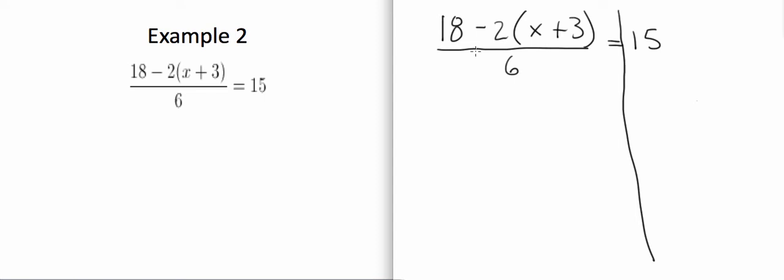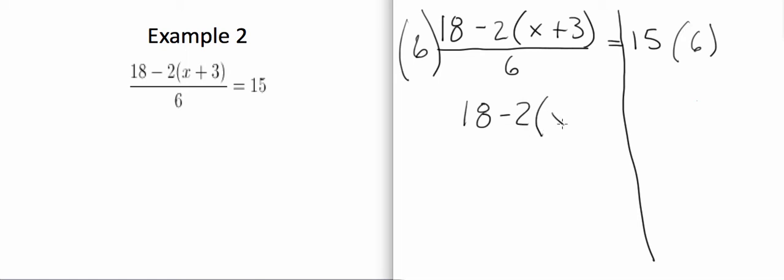I'm going to show you how to undo this. The first thing we're going to undo is we're going to multiply by 6 on each side. So I'm going to take this whole thing and times it by 6. When we do that, we get 18 minus 2 times x plus 3 is equal to 90. The next thing they did was they added 18, so we're going to subtract 18 from each side.